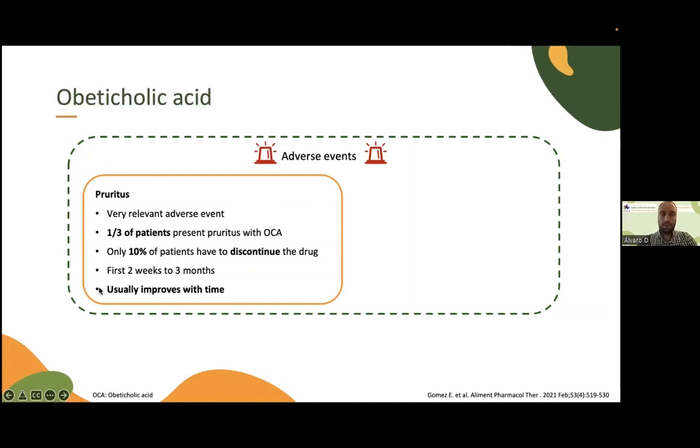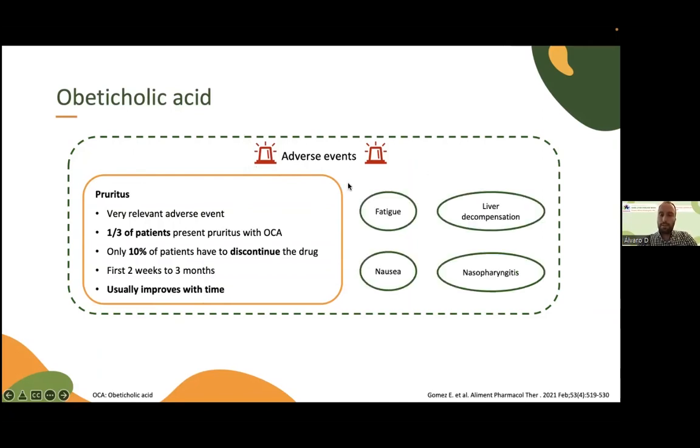And it's important to know that usually this pruritus that is induced by obeticholic acid improves with time. So it's important to talk to our patients before starting the treatment, explaining that they may experience pruritus related to the drug, and that it probably is going to get better. If they are able to tolerate it, obeticholic acid is a very good drug to control their disease. Other symptoms are fatigue, liver decompensation, nausea, and nasopharyngitis, but these are infrequent.